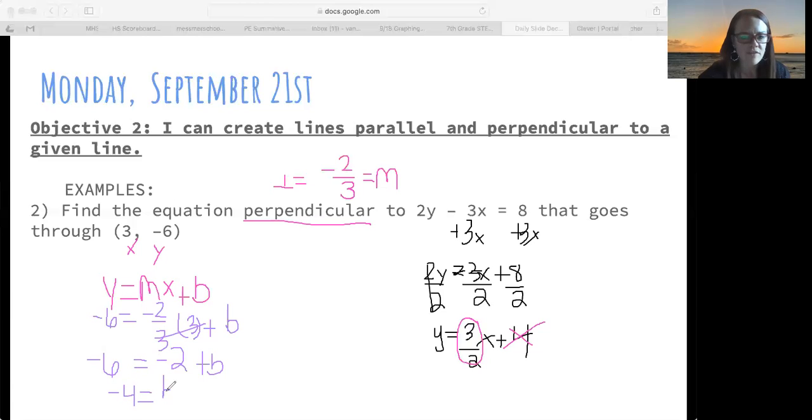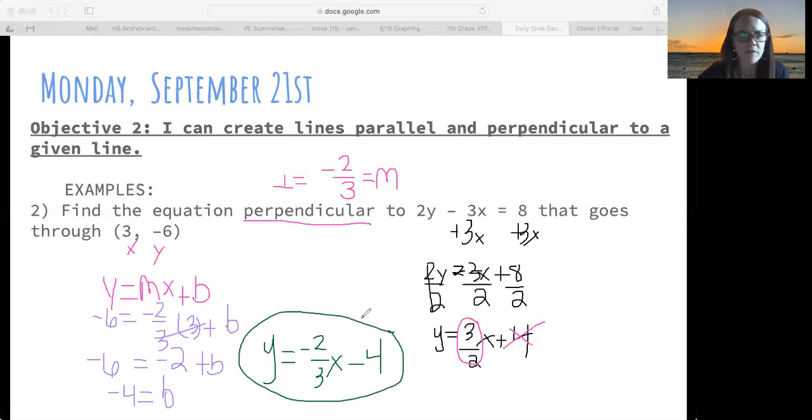So my final answer then is, remember you've got to write the final equation, y equals my new m, the perpendicular m of negative 2/3 x minus 4. That's my new b. So that is the perpendicular equation to the one we started with. And that's it. All right, then you can try those on also the daily learning log. There's one of each of those on the learning log for you to try.